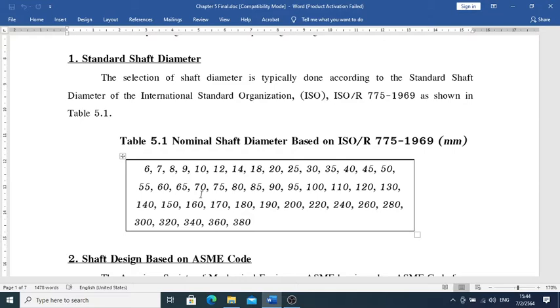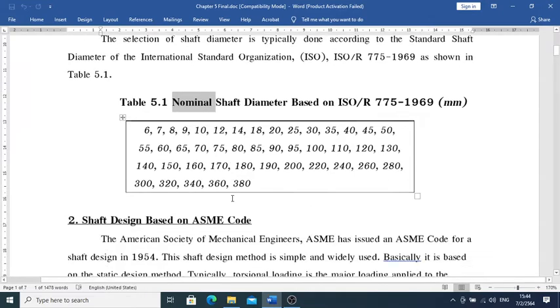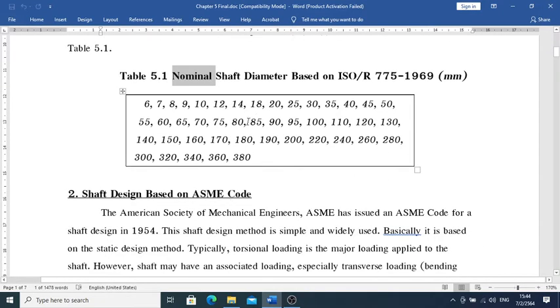Table 5.1 shows the nominal shaft diameters. What I show you here is nominal, which means we can measure the exact shaft diameter that is manipulated. This is the basic thing that appears here.